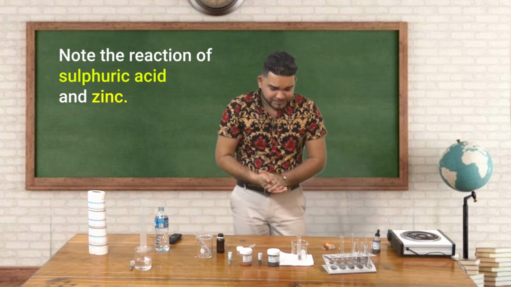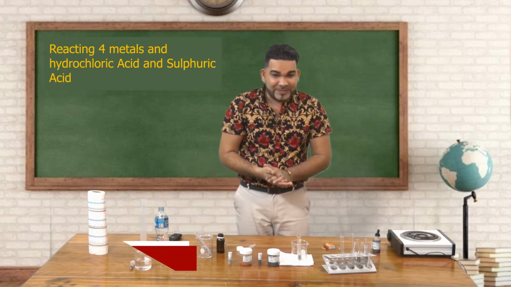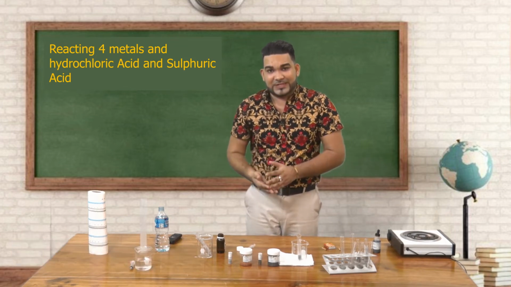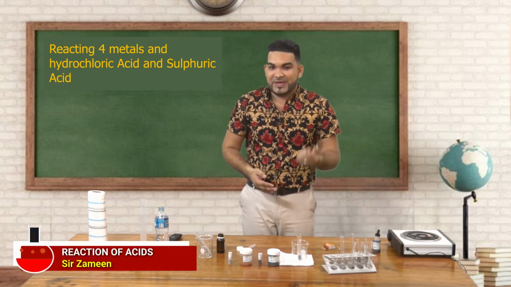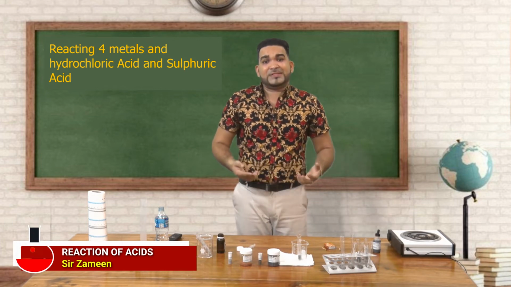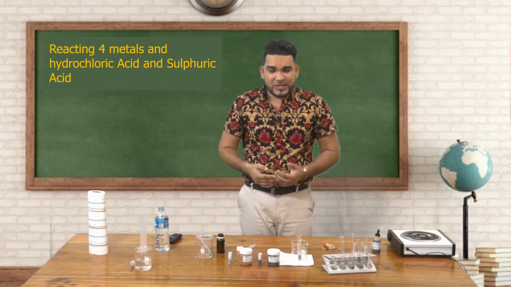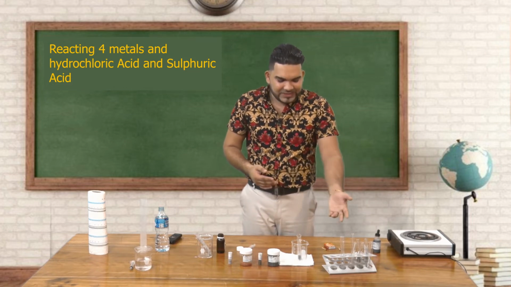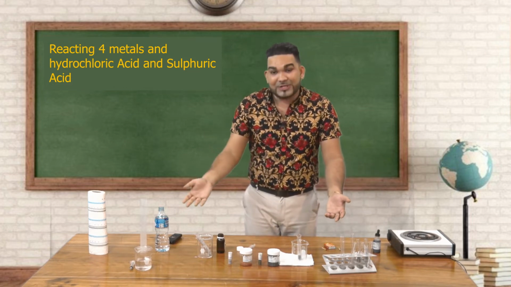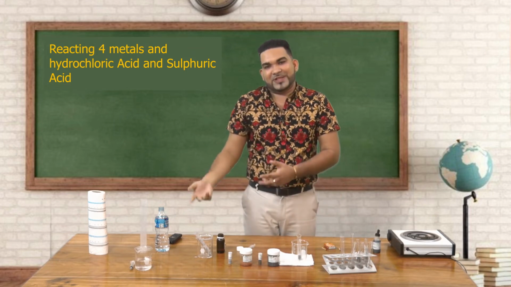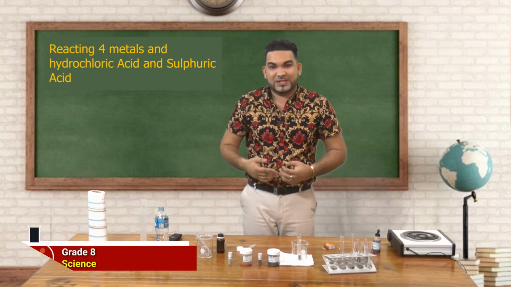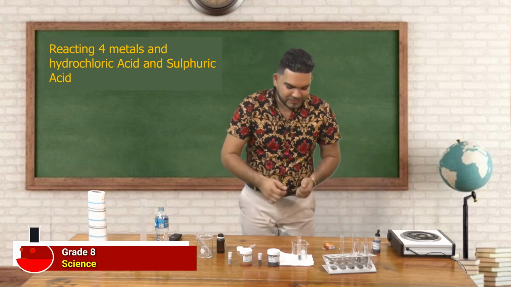Alright. So, this will end the first half of the activity where we will have reacted sulfuric acid with 4 different metals, namely magnesium, zinc, iron, and copper. So, let us now go to reacting these metals with hydrochloric acid. So we're going to use a different acid to see if the reactions will be the same, if there will be any difference. So let's go straight into that.